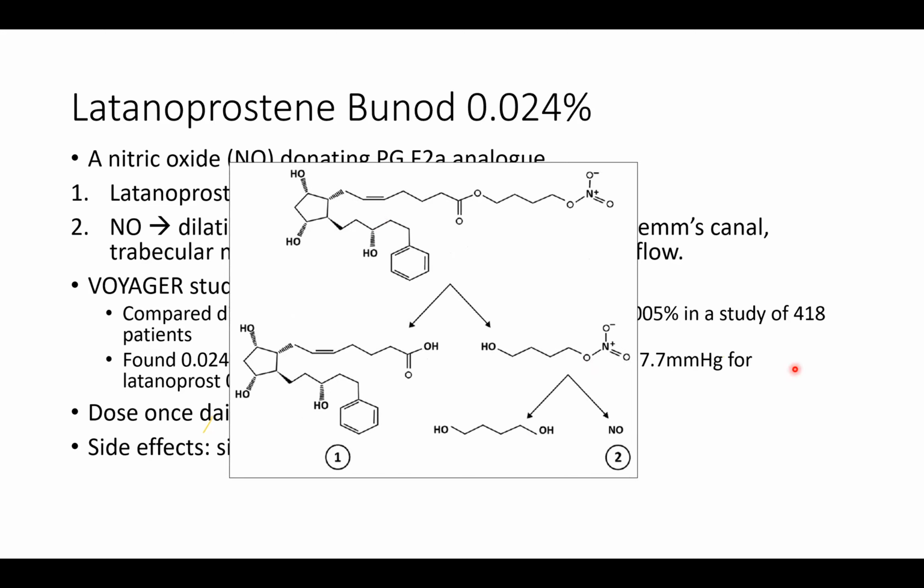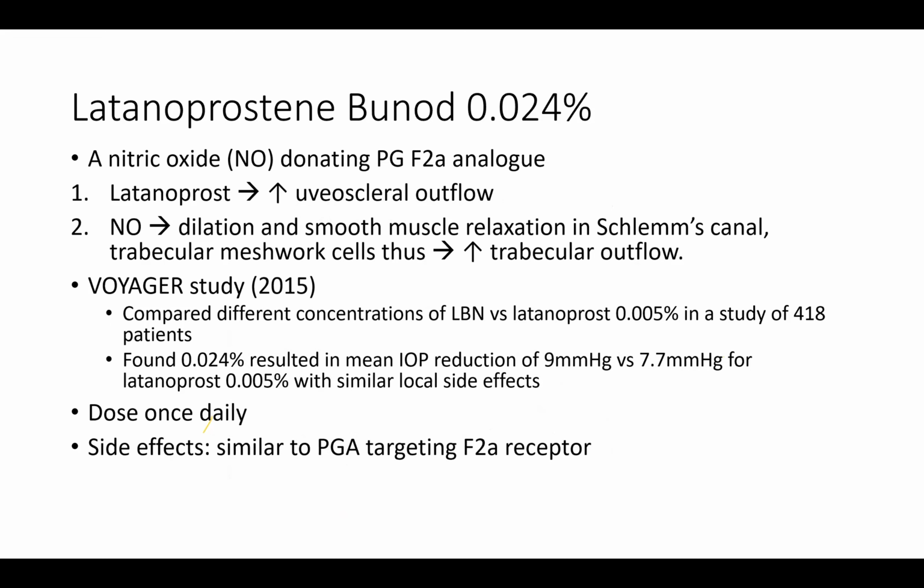So it can sort of be thought of as latanoprost with a bit extra. Latanoprost, as we know, increases uveoscleral outflow, but the nitric oxide dilates and relaxes smooth muscles in the Schlemm's canal and trabecular meshwork cells. So it's thought to help increase trabecular outflow as well.